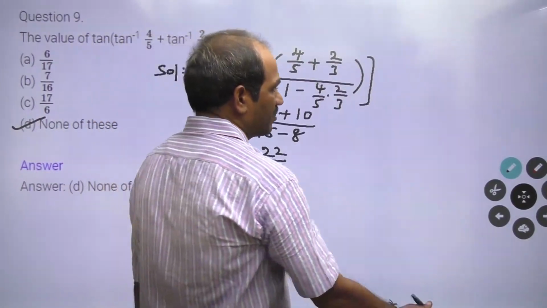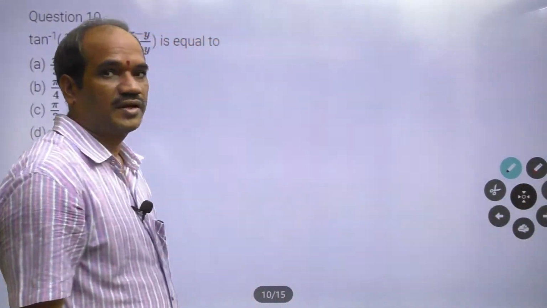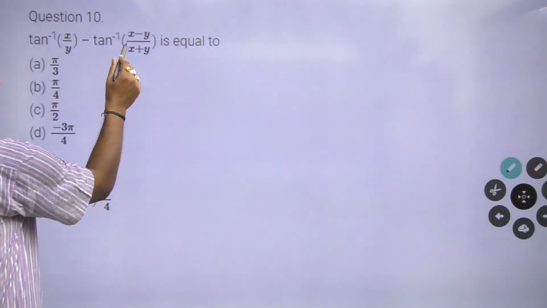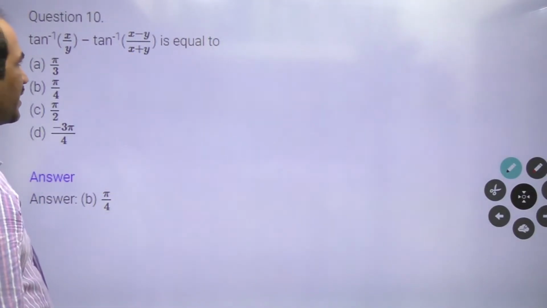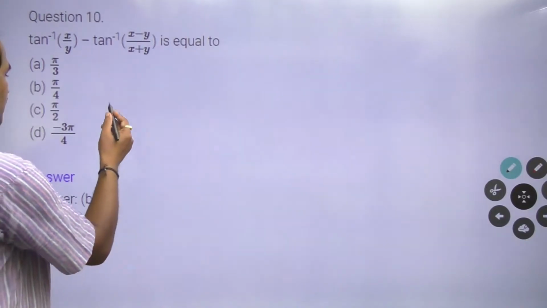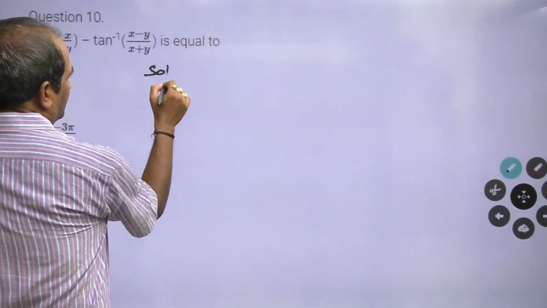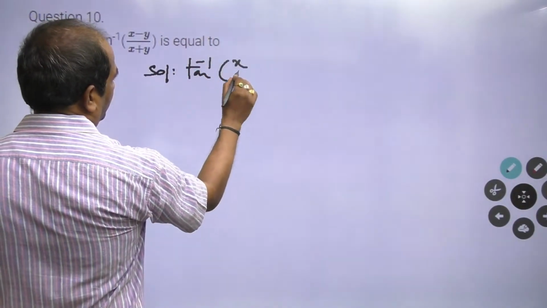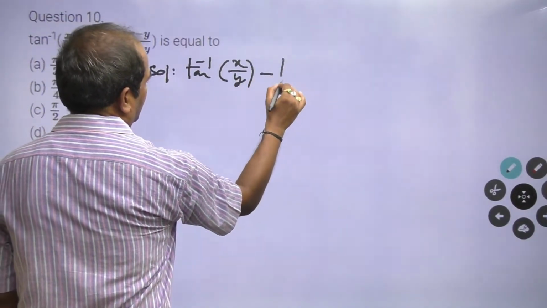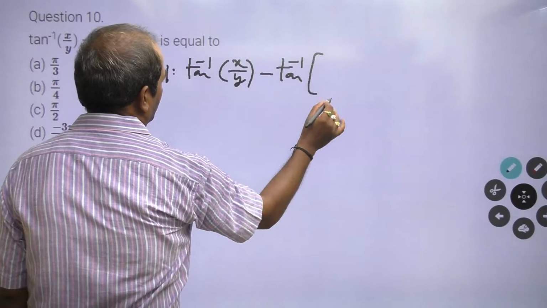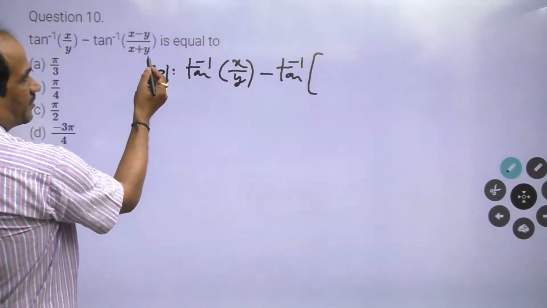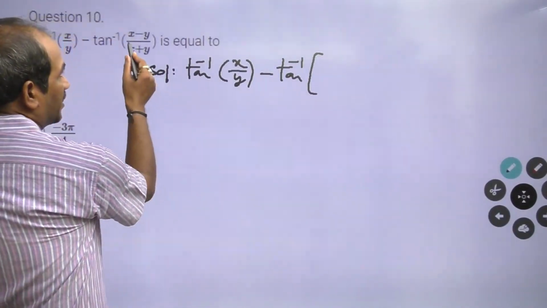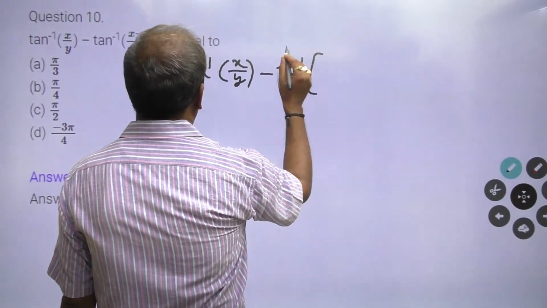Next problem. Tan inverse of x by y minus tan inverse of x minus y by x plus y is equal to what? In the solution, the second term is x minus y by x plus y. Divide numerator and denominator by y.